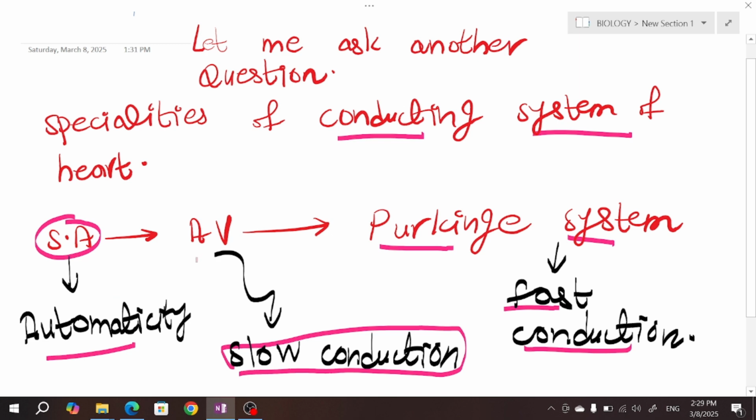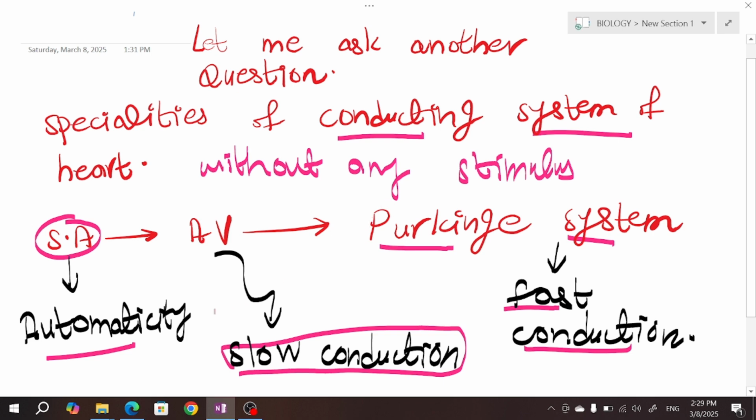To be very specific, what is automaticity? The specific definition is the ability to produce action potentials spontaneously without any stimulus. These are the main keywords. Without any stimulus, the spontaneous generation of action potentials is known as automaticity.